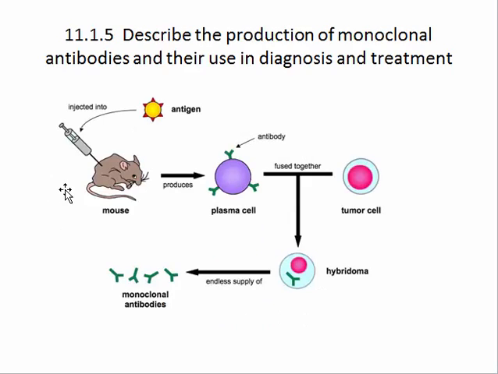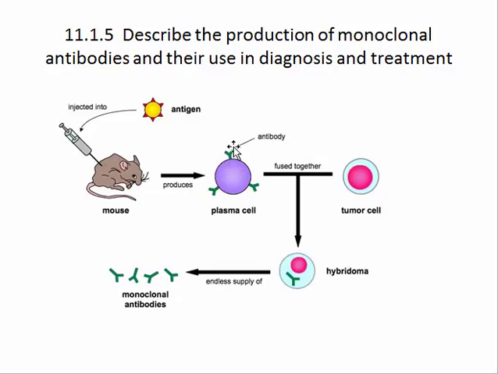Okay, so in this first assessment statement, it says, describe the production of monoclonal antibodies and their use in diagnosis and treatment. A pathogen will have many antigens on its surface. So if you want a set of antibodies that's specific for only one antigen, not all of them, you inject that specific antigen into a mouse, and then that mouse produces cells that have only that one specific kind of antibody to that specific antigen.